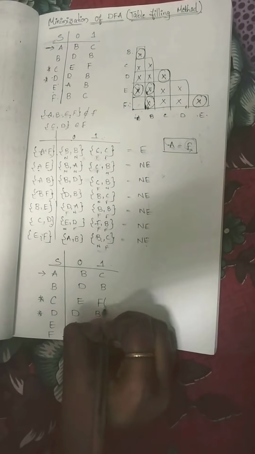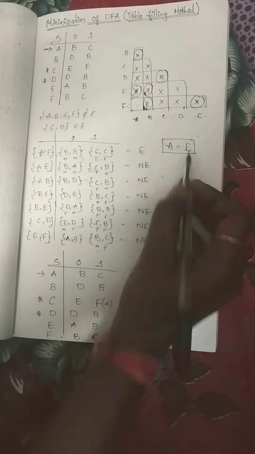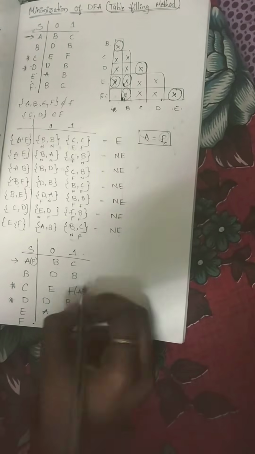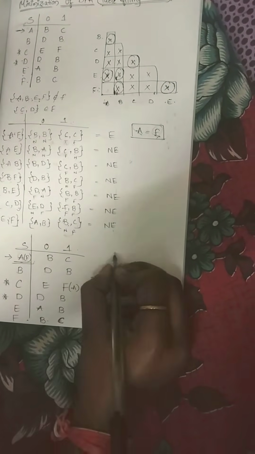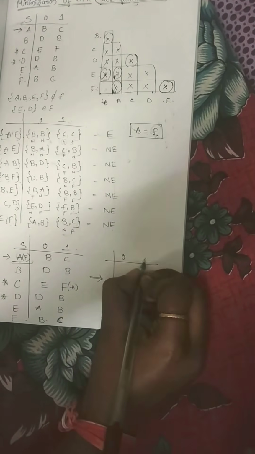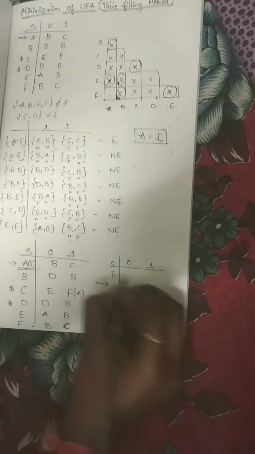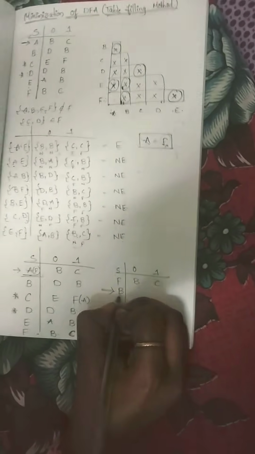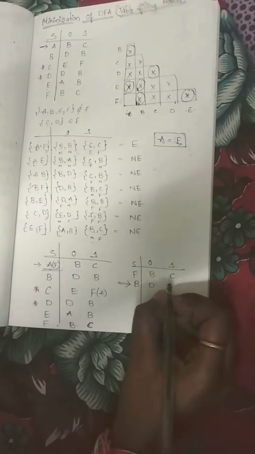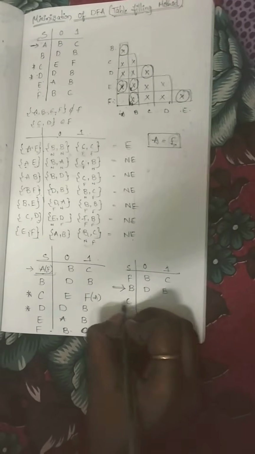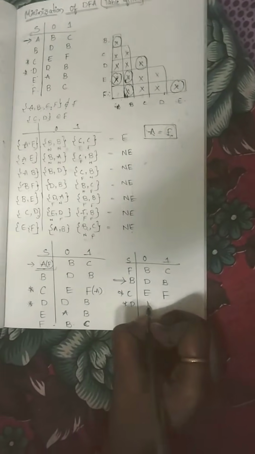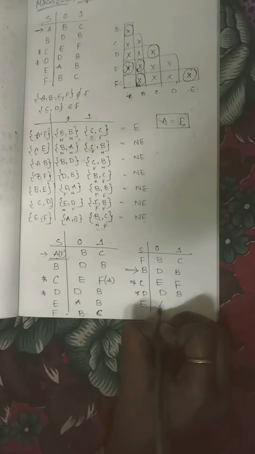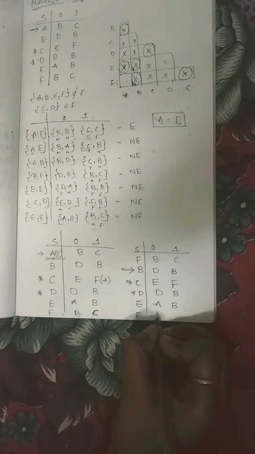If we replace F with A, here we'll get A. If we replace A with F, here we replace with F. Now I am replacing A with F. So our new diagram is like this: 0 and 1. Here S, F: B, C; B: D, B; C: E, F; D: D, B; E: A, B; and F: B, C.